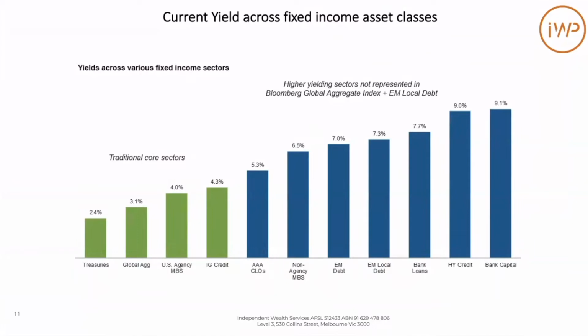Treasuries are showing a yield of 2.4, but then as you go further out the risk spectrum in fixed income, you're getting 4s and 5s and 6s and 7s, right? So those yields have really changed.